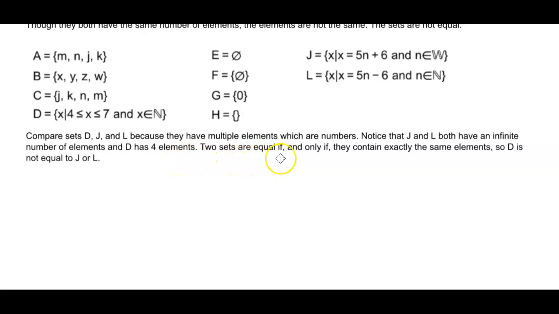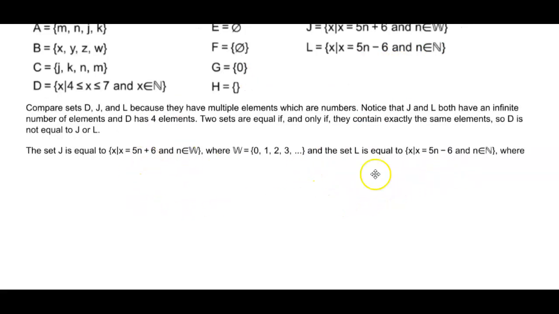Two sets are equal if and only if they contain exactly the same elements, so D is not equal to J or L, because here you can see that we have 4 elements here, and then all is set and X is a natural number. Here, these are infinite for J and L.